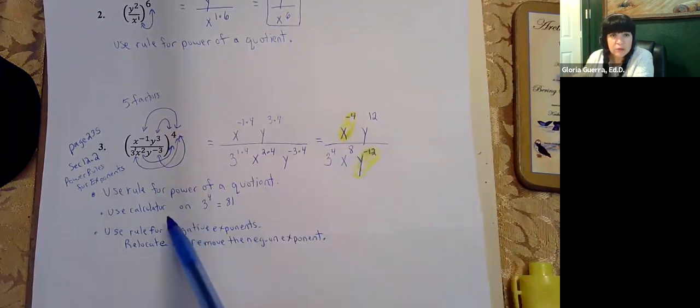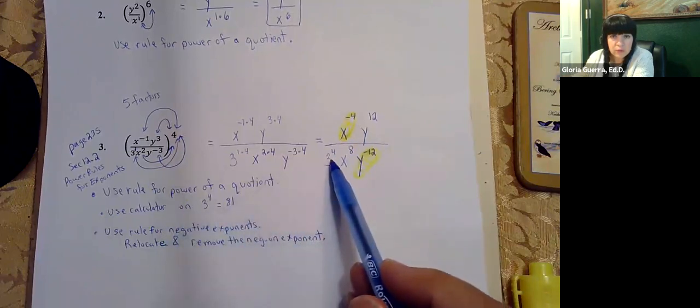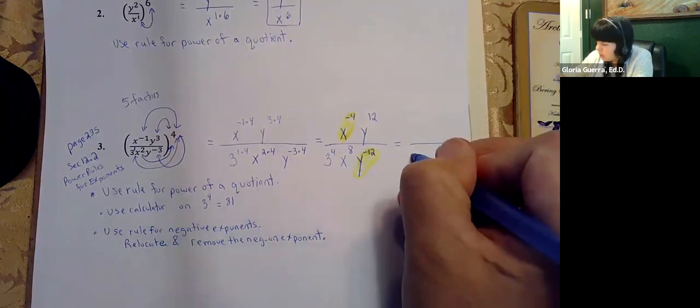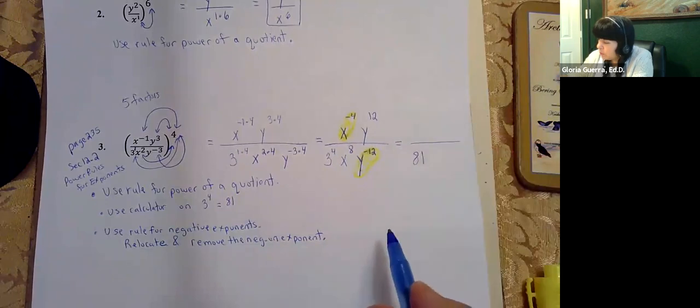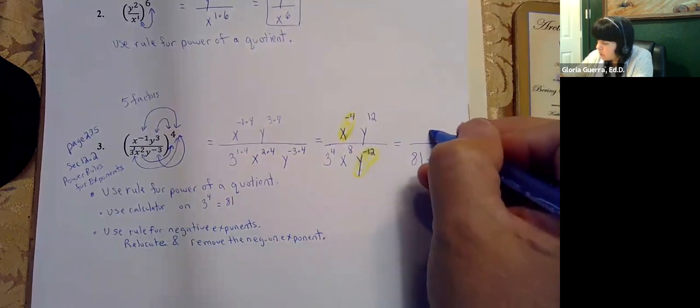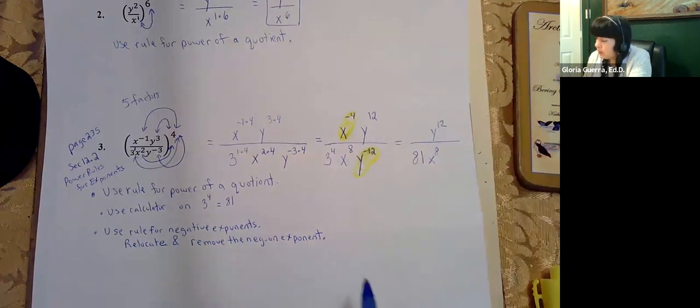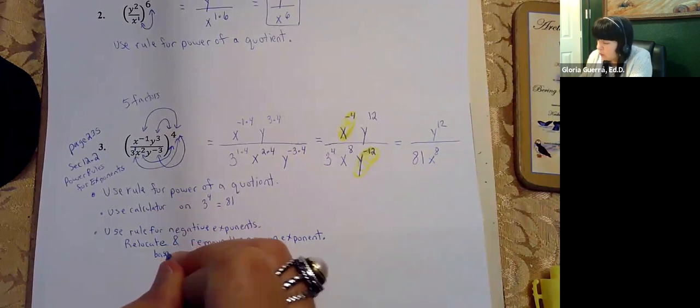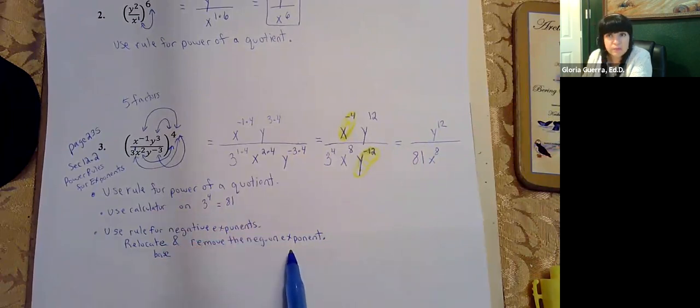Then I was telling you that I used the calculator on 3 to the 4th. That's a value of 81, so I can come over here and put that 81 there now. The x to the 8 is fine where it's at, and the y to the 12 is fine where it's at. But in yellow, now I'm going to use the rule for negative exponents. Basically, what that rule is, you relocate the base and you remove the negative on the exponent.